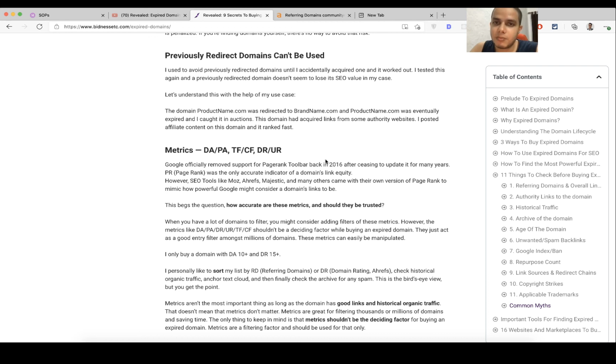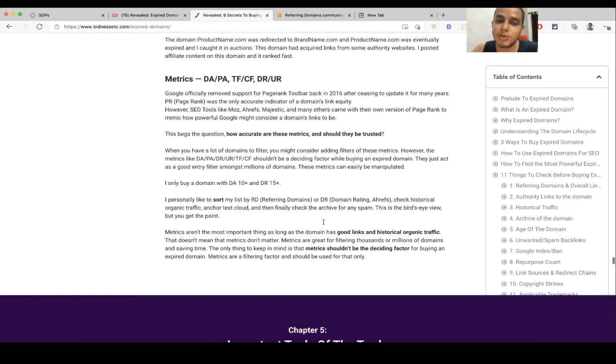If any domain was redirected to some other domain, let's say xyz.com was redirected to abc.com, and then xyz.com was let to expire, at that point of time, that doesn't mean that xyz.com is not a very good domain and it can't be used. I have used such domains, so redirections to any relevant brands or relevant things doesn't essentially eat away the link juice, so that is a point to be noted.